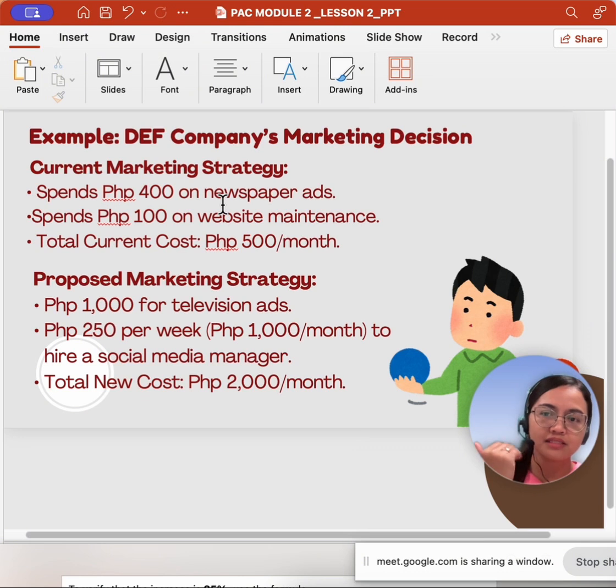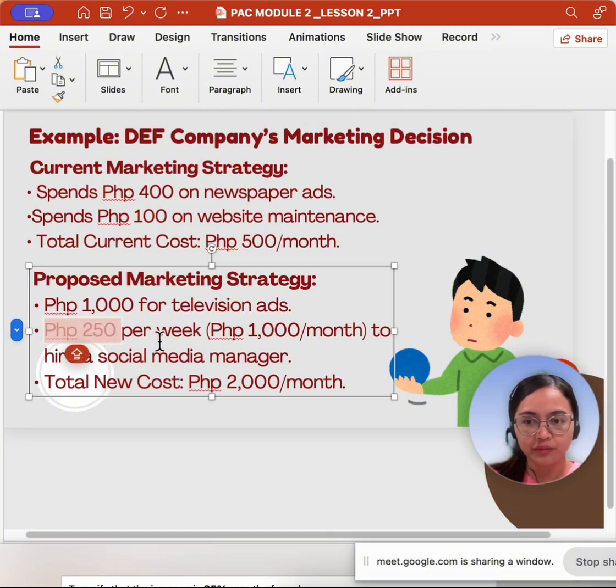Then, they propose a new marketing strategy. A television ad, worth 1,000 pesos. And then, they will hire a social media manager. That's 250 pesos per week. How many weeks are in a month? Usually, it's 4 weeks, right? So, 4 times 250, that would be 1,000 per month. So, the total new cost is 2,000 per month.